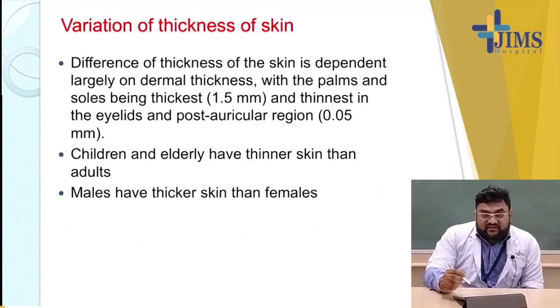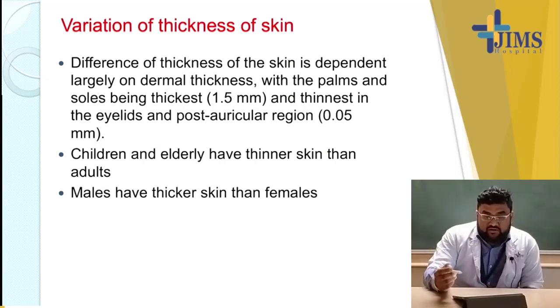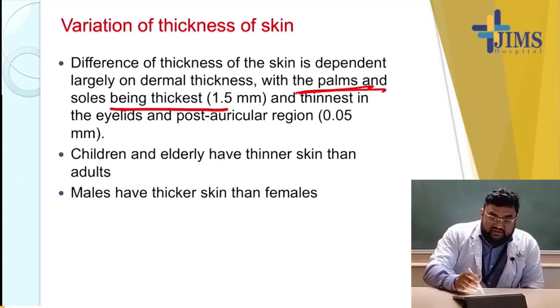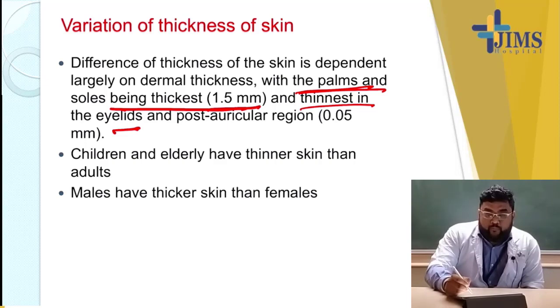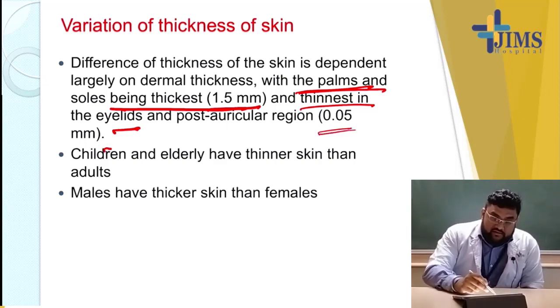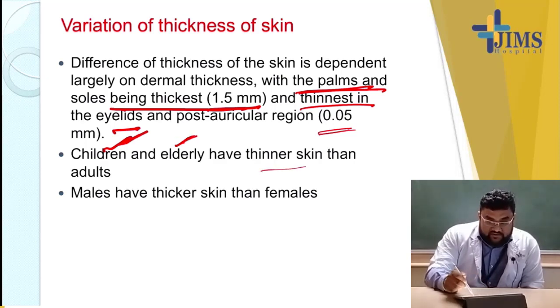Now, what is the variation of the thickness of the skin? Obviously, you can see there is a lot of difference between the thickness of the skin up in your body. The thickest is in the palms and the soles, around 1.5 millimeter, and the thinnest is in the eyelids and post-auricular area, which is around 0.5 millimeter thick. Obviously, children and elderly will have thinner skin, and males will have thicker skin than females.